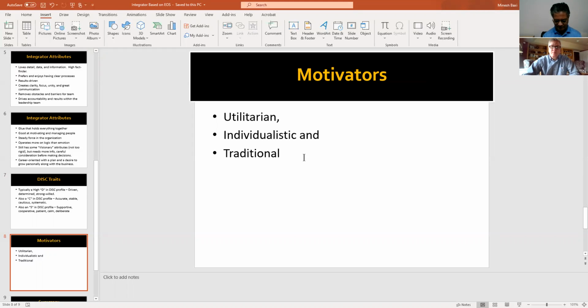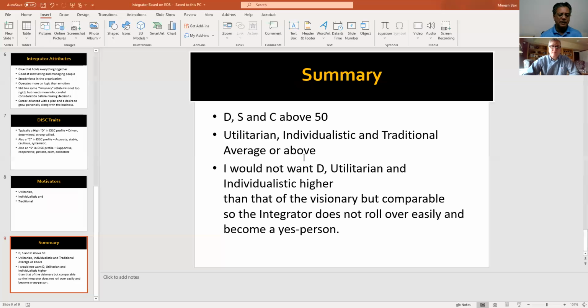So, in summary, from the DISC traits providing the view: the D, which is dominance, S, steadiness, and C, compliance above 50, and utilitarian, individualistic, and traditional being the motivators.